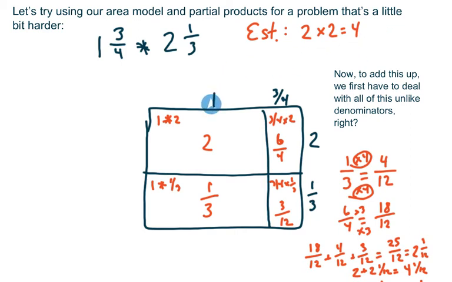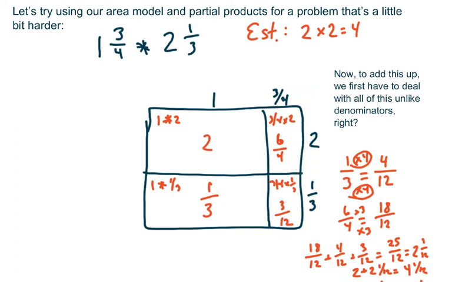All right, so if I run my fingers together, in this box, I'll be doing 1 times 2, which is 2. Then here, I would be doing 3/4 times 2, which is 6/4, because I can do 3/4 times 2 over 1. 2 times 3 is 6. 4 times 1 is 4. 6/4. 1 times 1/3 is 1/3. That's that identity rule we've learned. And 3/4 times 1/3, I'm going to multiply across. 3 times 1 is 3. 4 times 3 is 12, which gives me 3/12.